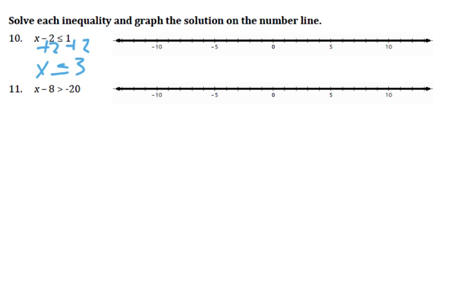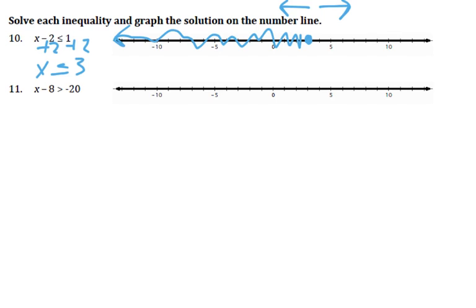So if I go to 3, put a dot here, can x be equal to that dot? Yes, it can, so I fill that dot in. Now it says x is less than. Remember, to the left is less, to the right is greater. So I would have to shade in all the way down the left side.